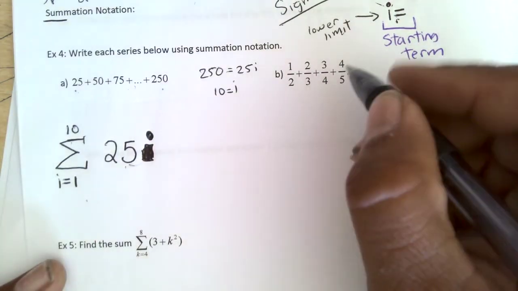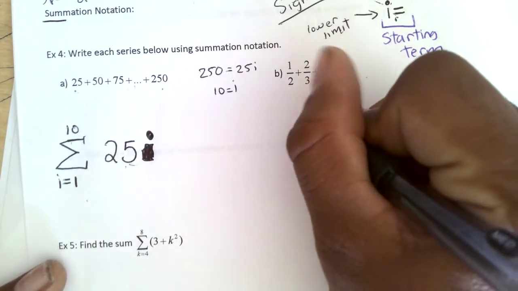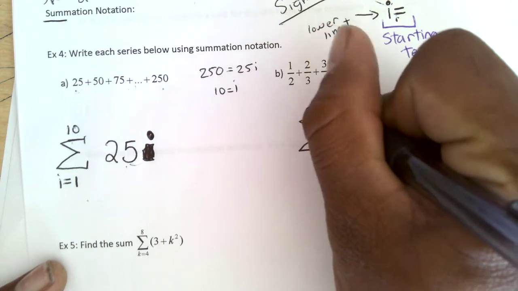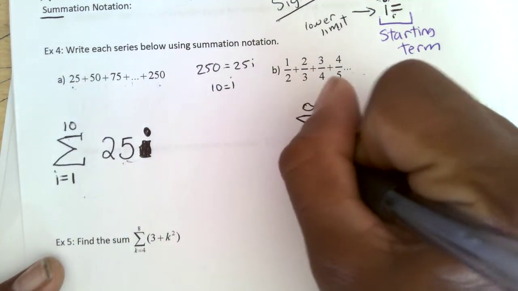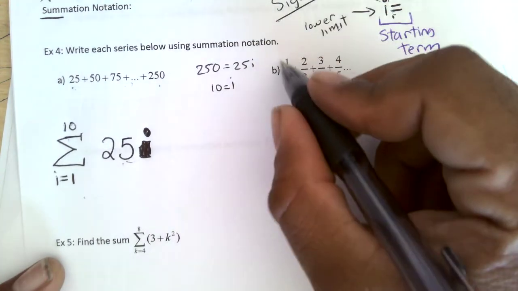All right, let's look at this one. This one goes on forever. I can start with this if I want. Goes on forever, that's nice. And since we're writing the sequence, I'm just going to go ahead and say i equals 1. So let's see what's happening.